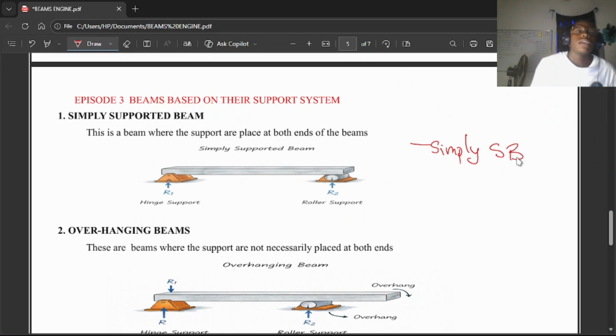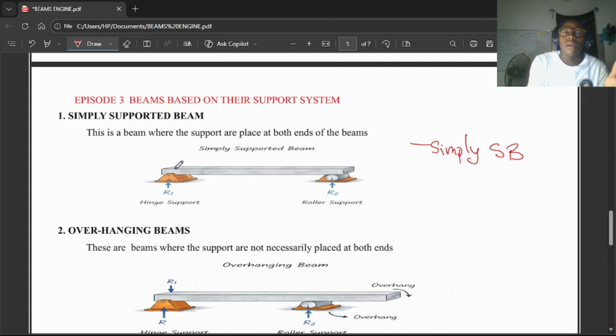Now, the first thing you are seeing here is a beam where the supports are placed at both ends of the beam. For you to identify a simply supported beam, look at that beam. What are you seeing? What is the unique thing? It is where two supports are placed at both ends of the beam. So basically you have your support here and you have another support here. It doesn't matter the type of support you are having. You can have a fixed support and a roller support. But the unique thing you need to note is that for a simply supported beam, you need to have your support fixed at both ends.